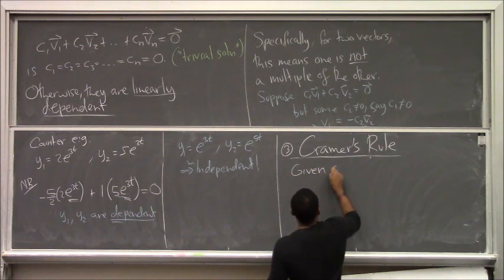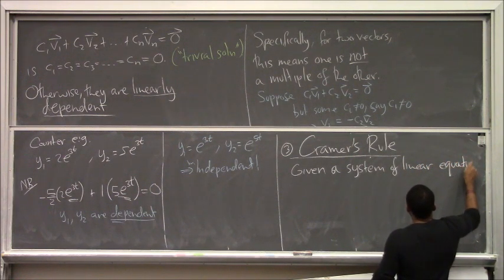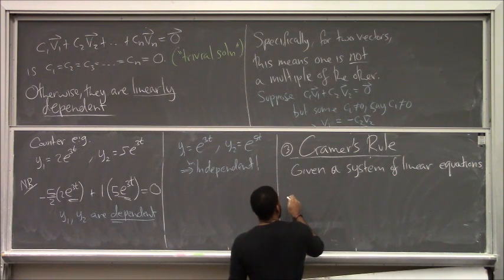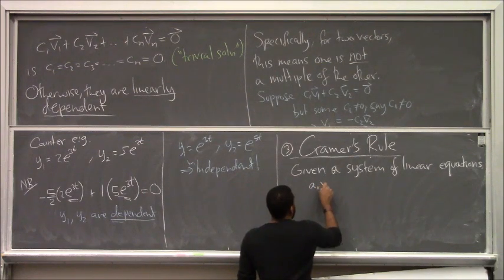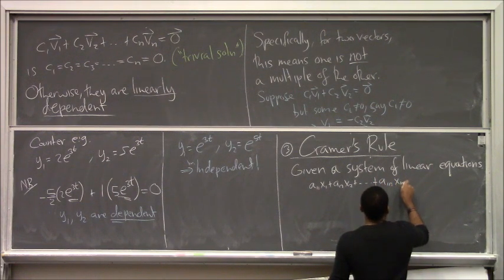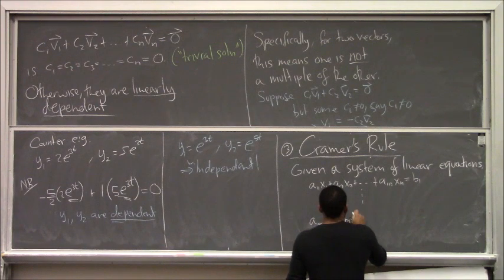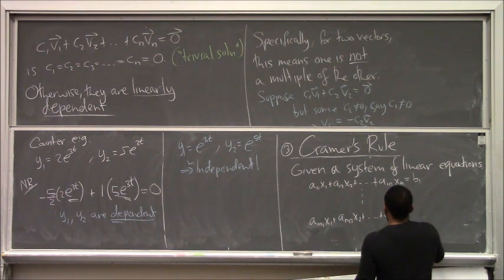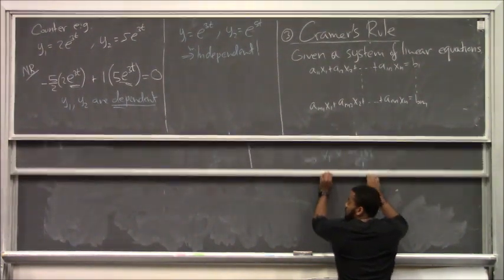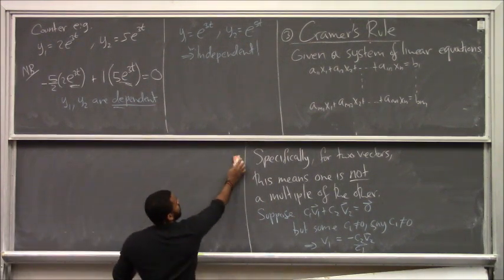So given a system of linear equations, like a11 x1 plus a12 x2 plus and so on plus a1n xn equals b1, and so on. So we have a bunch of linear equations, down to an1 x1 plus an2 x2 plus and so on plus ann xn. We can write this in a matrix form. Doesn't even have to be the input. No, they don't have to be. For Cramer's rule, yes.